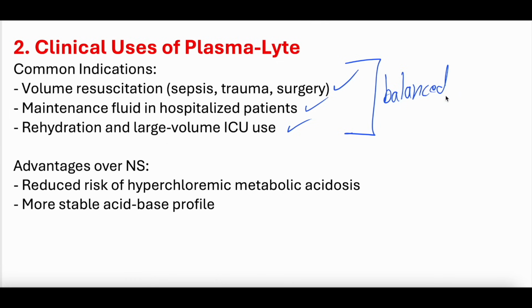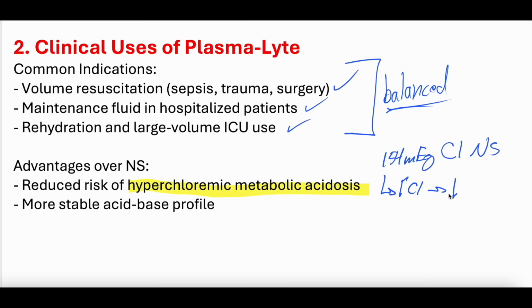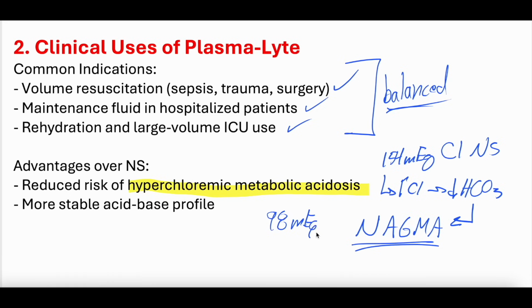So with normal saline, you get worried about this hyperchloremic metabolic acidosis, because what happens is the 154 milliequivalents of chloride in normal saline leads to hyperchloremia, high chloride. That high chloride then causes the kidneys to excrete bicarbonate, and that leads to this non-anion gap metabolic acidosis, NAGMA, this hyperchloremic metabolic acidosis. PlasmaLyte has about 98 milliequivalents of chloride. This is about normal, right? This is just what's in the body. So you don't get that risk for hyperchloremic metabolic acidosis. LR, you don't get that risk either. This is a risk of using normal saline, so that's a big advantage over normal saline.